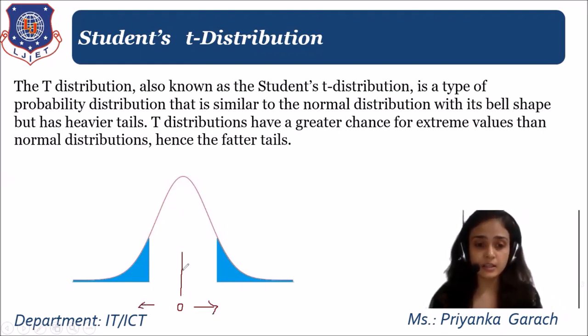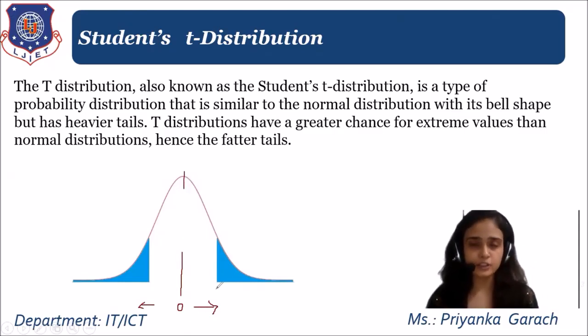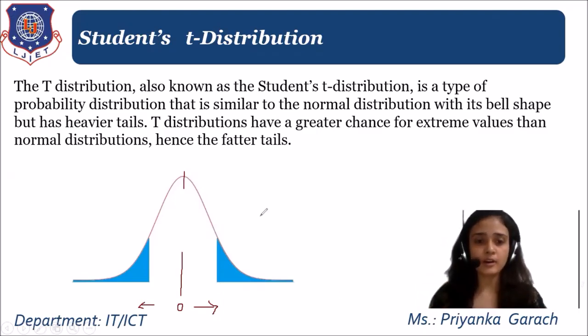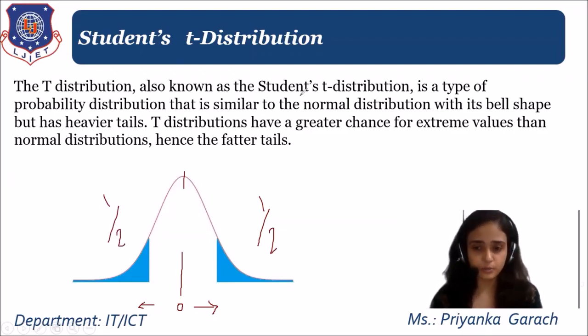So this is the middle part, that is, the middle point will always be at 0. If we consider the area covered by the total graph as 1, then this will be the first half portion, and this will be the second half portion, like this. So this is how the student t distribution is.